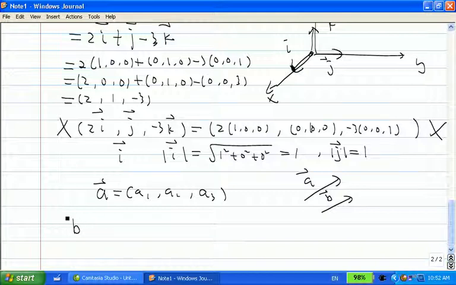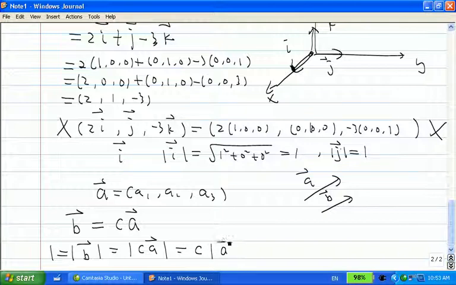Remember, since vector A and vector B are parallel, the same direction, vector B can be written as a scalar times vector A. If two vectors are parallel, then one can be written as a scalar multiplied by the other. On the other hand, we want the magnitude of B to be 1. So we take the magnitude of both sides. Let's assume c is a positive number. You can pull that out.